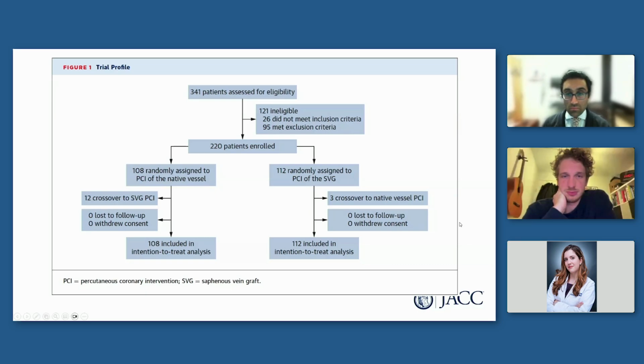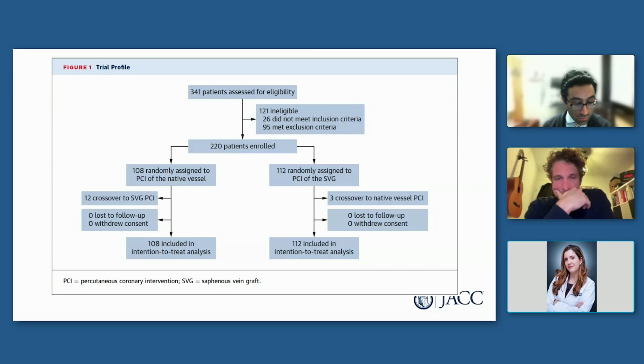This demonstrates the trial profile and how patients were enrolled. So you can see there were 341 patients that were assessed for eligibility. Importantly, many patients were not eligible. So you can see here 121 were not eligible, 26 didn't even meet the inclusion criteria, and then 95 met the exclusion criteria. 220 patients were ultimately enrolled, and then you can see they were randomly assigned to PCI of the native vessel or the vein graft.